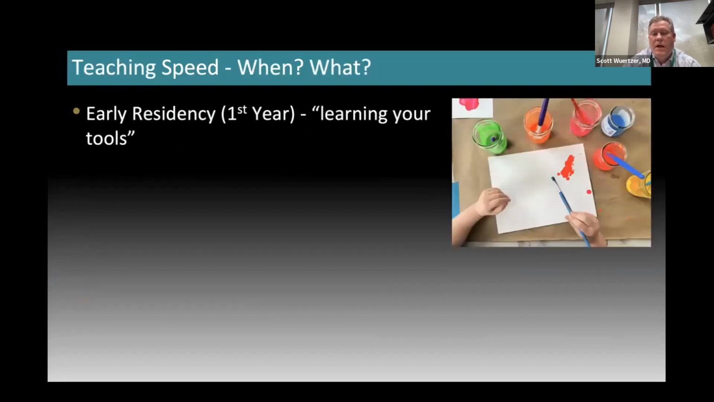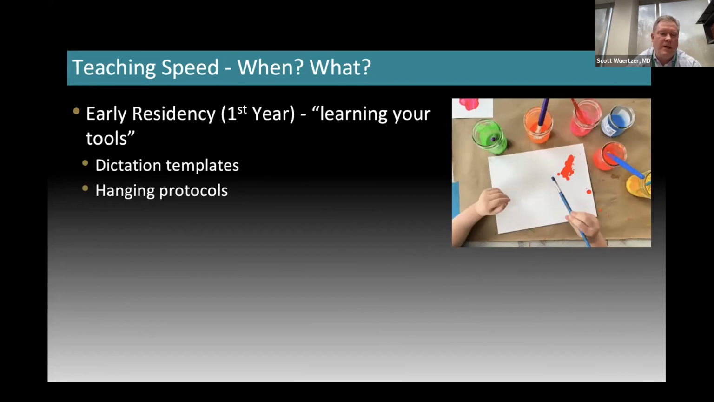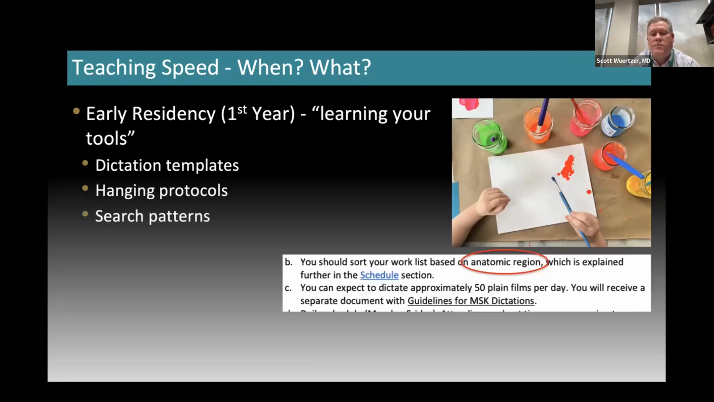Okay, so assess speed. And then the next thing is trying to teach speed. I think you do this early in residency. You lay out your tools there. I'm sure we all do some of this in our residency, particularly with first years, just being sure that they've got templates that are ready, that they know appropriate hanging protocols, and that they have all of the technology tools ready to go. Search patterns, we all know about this.